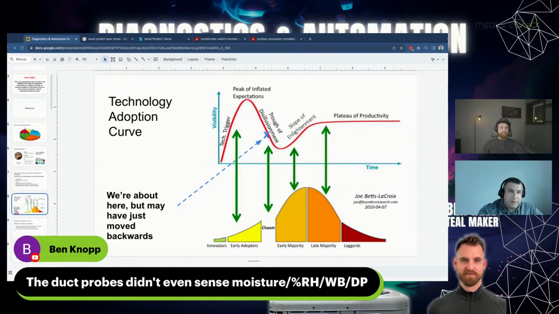And I love Ben's comment right here. The duct probes didn't even sense moisture. That to me was probably my biggest pet peeve with it. It was like, you're almost there. We could have done so much more with moisture sensing apparatuses. So just to that point, I think we're going to get comments from both negative and positive about Sensi. Yeah, awesome. Thanks for that.